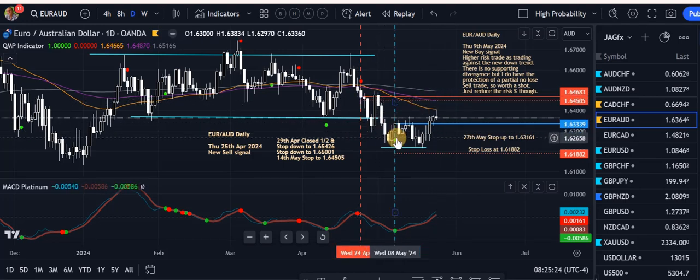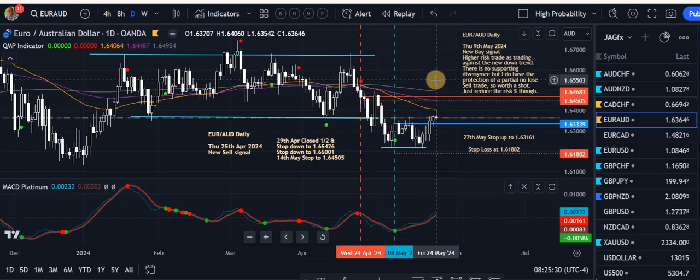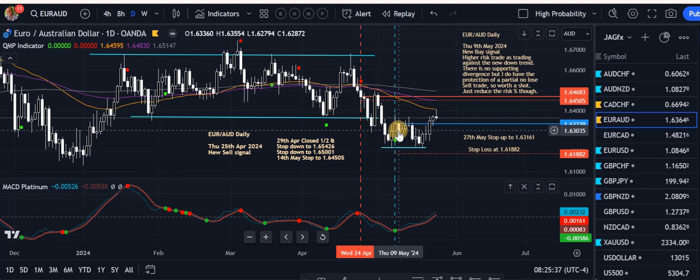Now we're going to buy here. It's a high risk trade because it's trading against a new trend, a downtrend forming. No supporting divergence, but I do have the protection of a partial no-lose sell trade on. So when I took this buy, I couldn't lose on the sell trade. So that gave me some peace of mind.